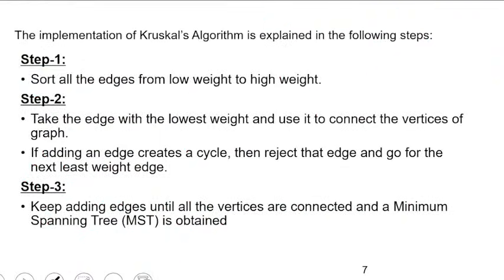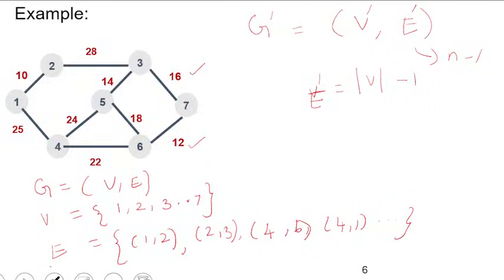So in this video, Kruskal's algorithm is explained. There are 3 main steps. We have to sort all the edges from low weight to high weight. So there is a total number of edges. How many edges are there here? We have to count: 1, 2, 3, 4, 5, 6, 7, 8, 9. There are 9 edges. So you have to sort these 9 edges in ascending order.